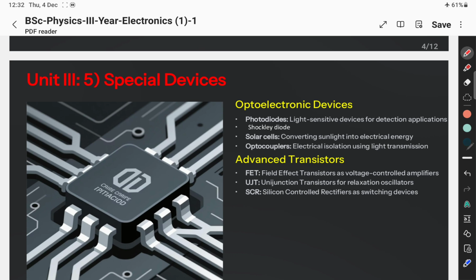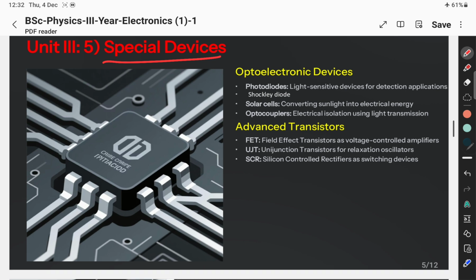Unit 3, fifth part, special devices. In special devices, we learn about optoelectronic devices and advanced transistors. In optoelectronic devices, we'll go deep into photodiodes, Shockley diodes, solar cells, and optocouplers. Photodiodes are light sensitive devices for detection applications, that can detect light. We can use them in TV remotes, and many more applications are there.